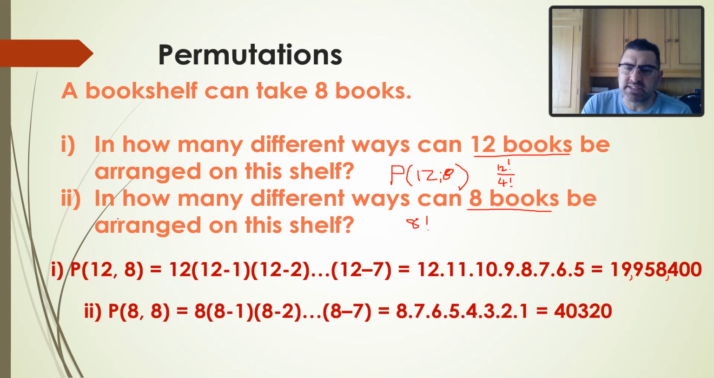The answer to the second one is because we need how many different ways can 8 books be arranged on the shelf. We choose the first book, it's 8, second book 7 ways, third book 6 ways, and then the rest follow as we complete our arrangement over here.